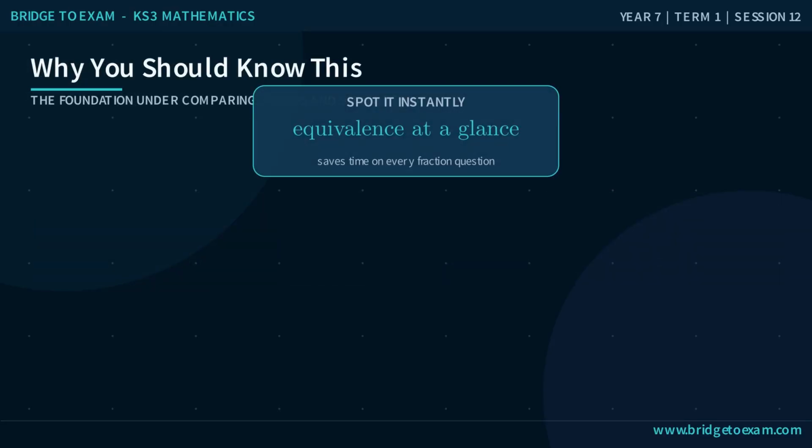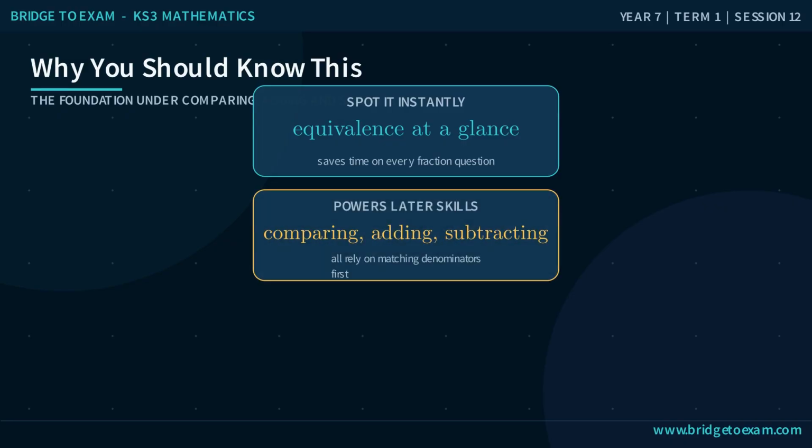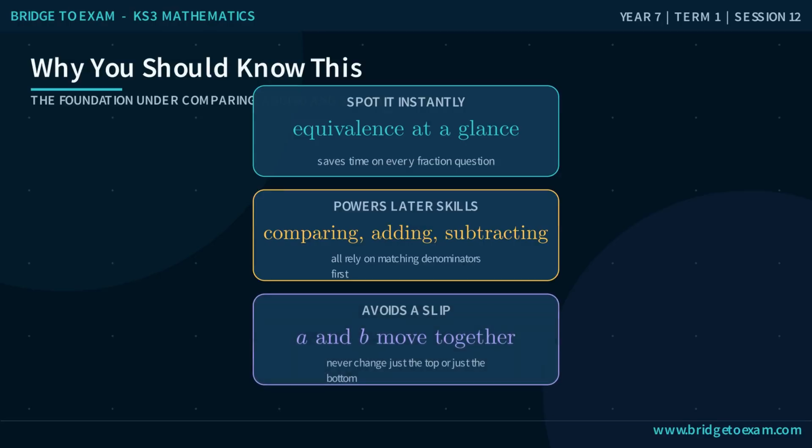Why bother with this? Because spotting equivalence instantly makes every later fraction skill faster. Comparing, adding, and subtracting fractions all rely on rewriting them with matching denominators first. That's equivalence in action. It also stops a really common slip, treating the numerator and denominator as separate numbers instead of one linked pair that has to change together.